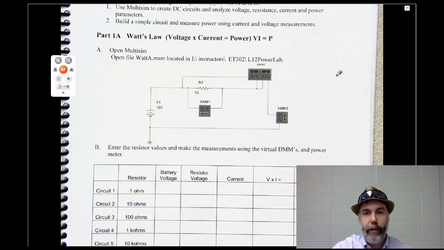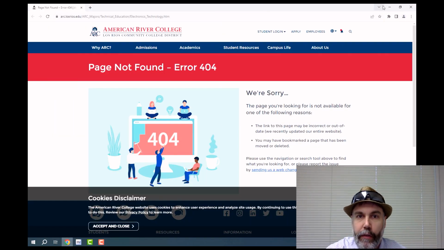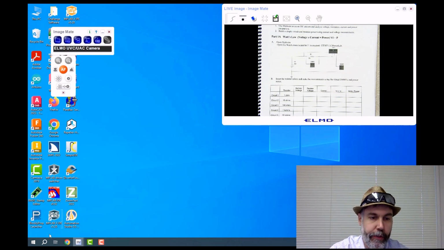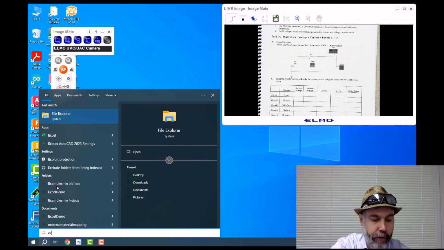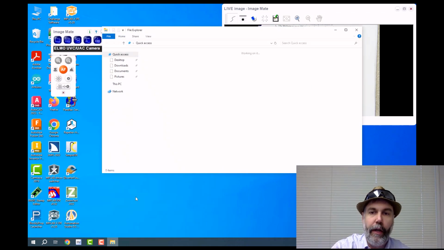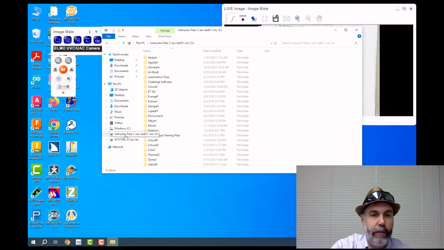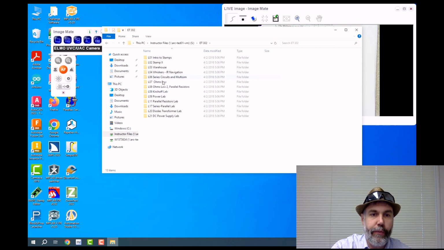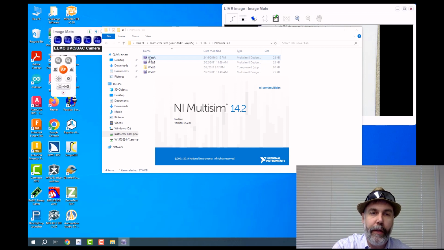What we're going to do is run this circuit and do some simulations here. So let's open up that circuit here in Multisim. That will be under File Explorer, and we'll go here to Instructor Files, and then ET302, and then this is under Watt's Law, Power Lab. It's just under Power Lab, I'm sorry. And then this is the first circuit here.